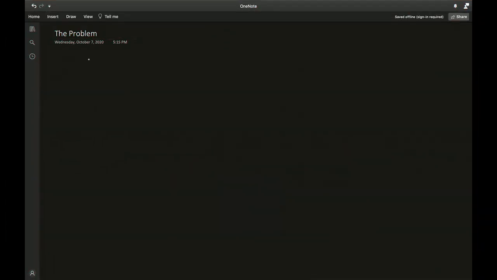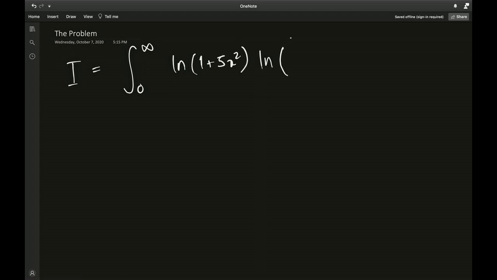So as always, we have a problem before us. Let's call it I. That's defined as the integral from 0 to infinity of the natural log of 1 plus 5x squared, times the natural log of 1 plus 6 over 5x squared, dx. Okay, so now if you have been watching my videos, you might suspect that this is some sort of Gauss's genius trick. But for a change, I'm not going to use that method for this video.